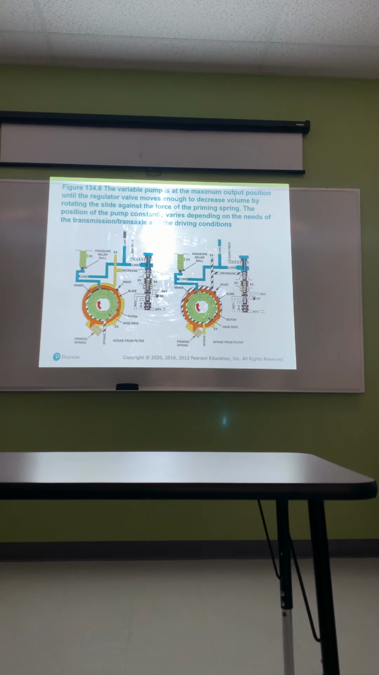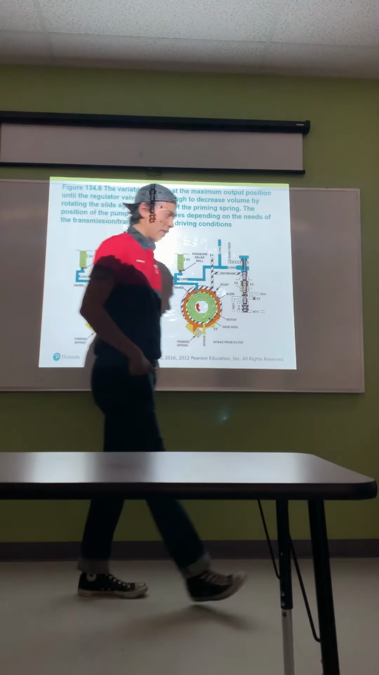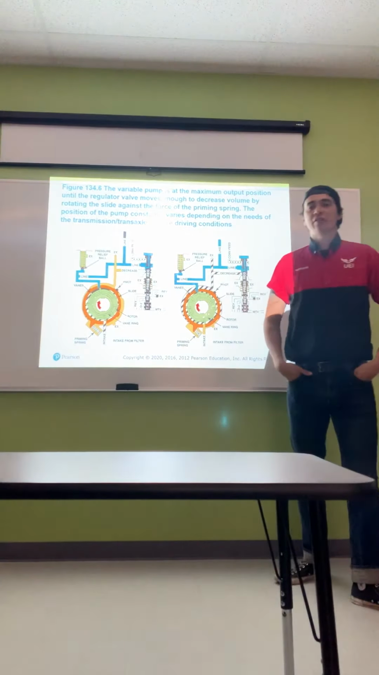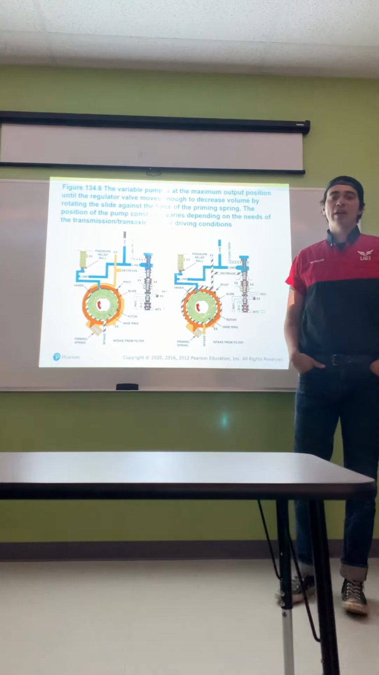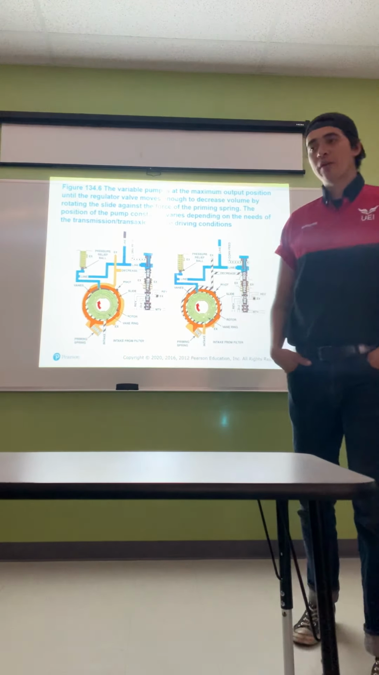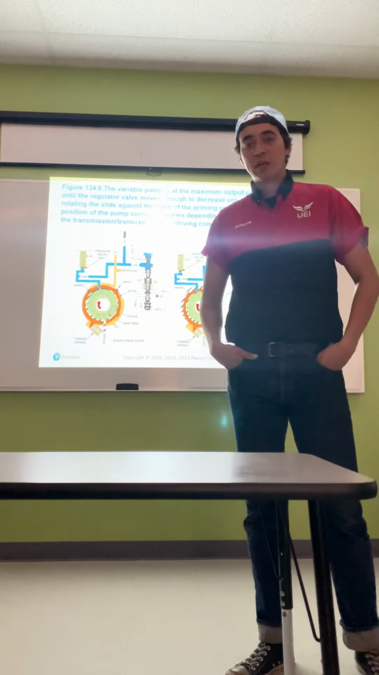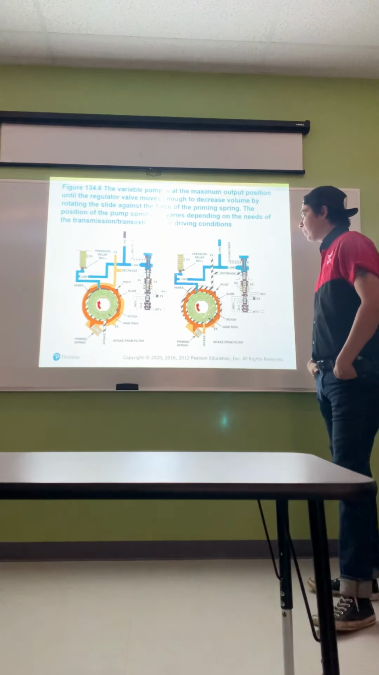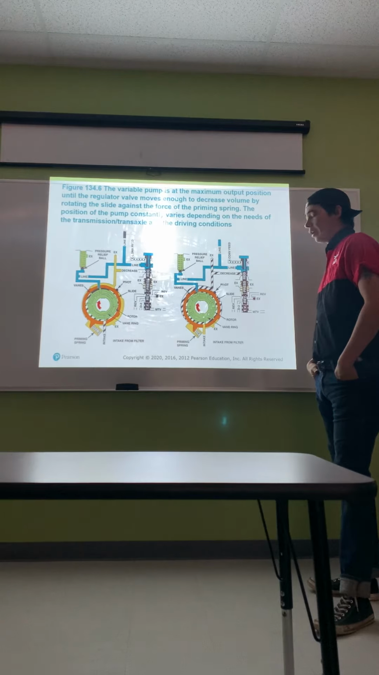The variable pump is at a maximum output position until the regulator valve moves close enough to decrease volume by rotating the slide against the force of the priming spring. The position of the pump constantly varies depending on the needs of the transmission and transaxle driving conditions. So as this pump is rotating, basically what they're saying is we're monitoring and regulating pressure, just like we are with the thermal valve on the cooler. We want to be able to apply pressure, but not too much.